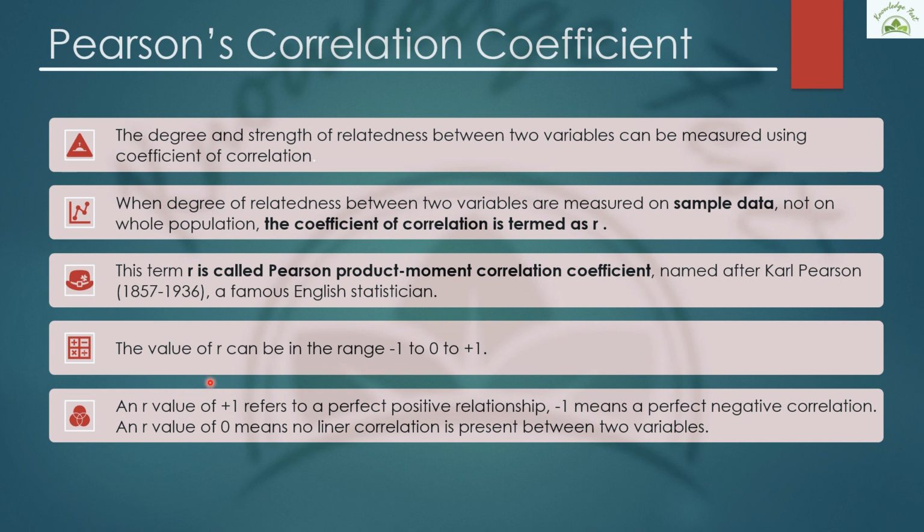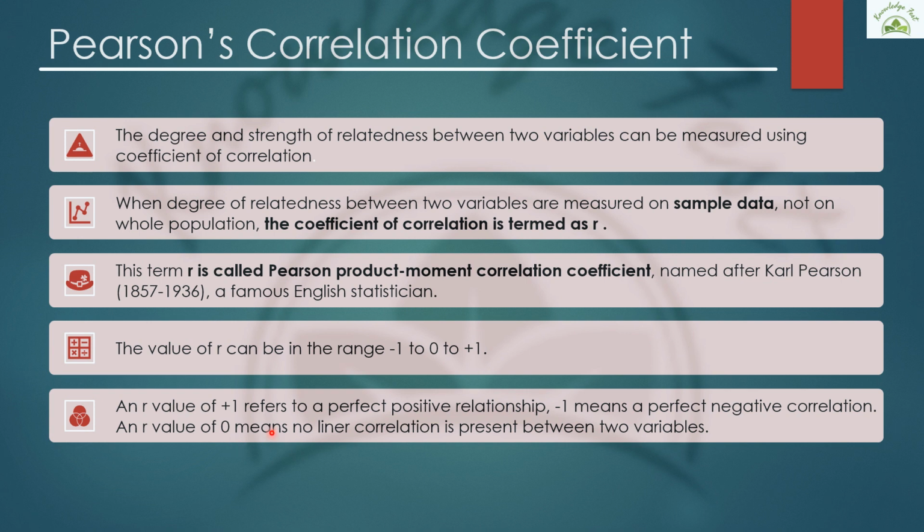Now the value of r can be in the range of -1 to 0 to +1. If the value of r is +1, that means there is a perfect positive relationship between two variables. If the value of r is -1, that means a perfect negative correlation, and if the value of r is 0, that means there is no correlation between two variables.